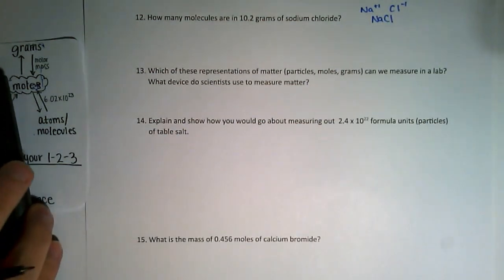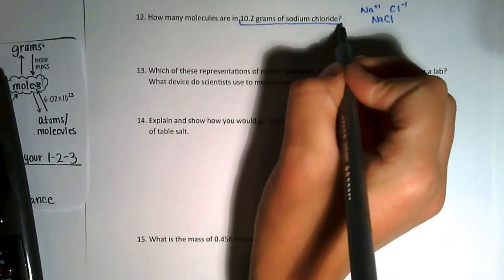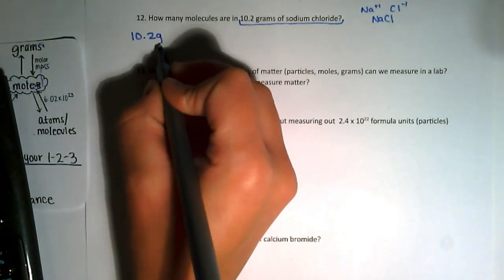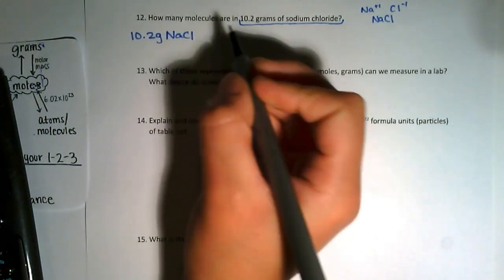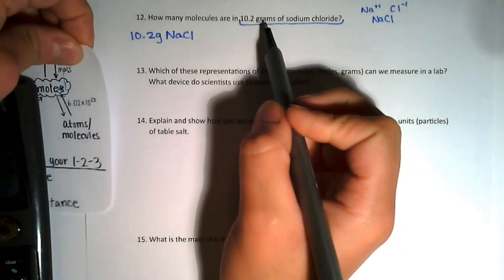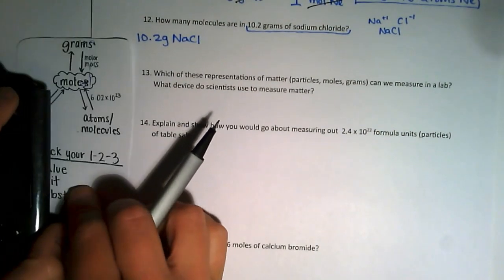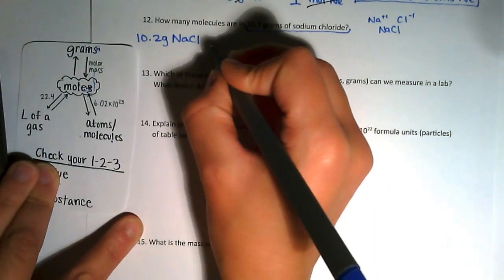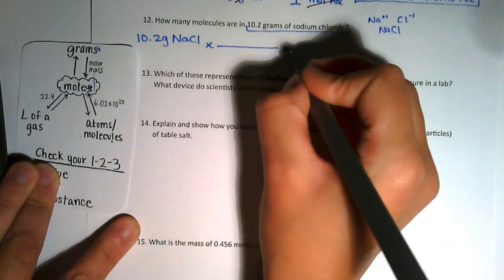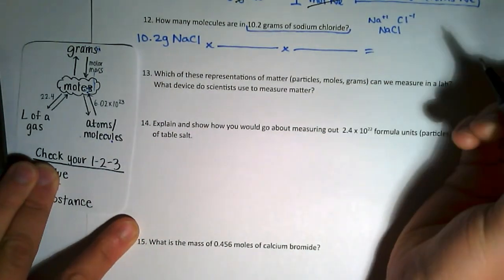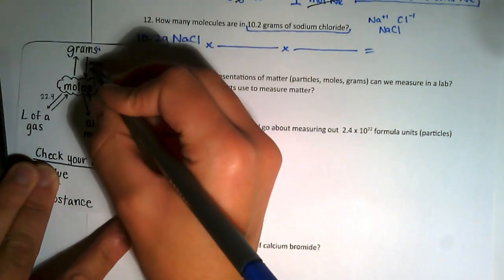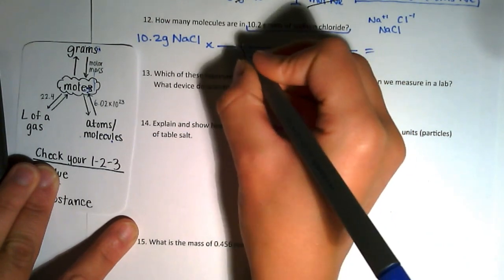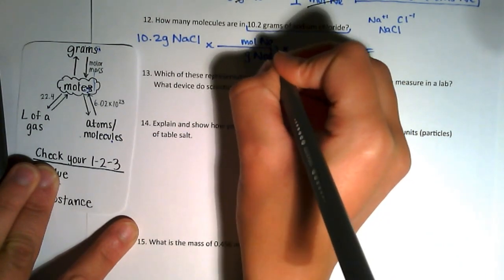So we start with 10.2 grams of NaCl. And then we know we need to get from grams all the way to molecules. So grams all the way to molecules, it's going to be 2 conversion factors, and then we'll have our answer. First, we need grams of NaCl to cancel, and we need to go to moles. So grams of NaCl goes on bottom. Moles of NaCl goes on top.